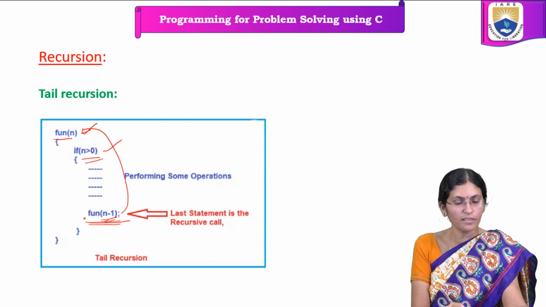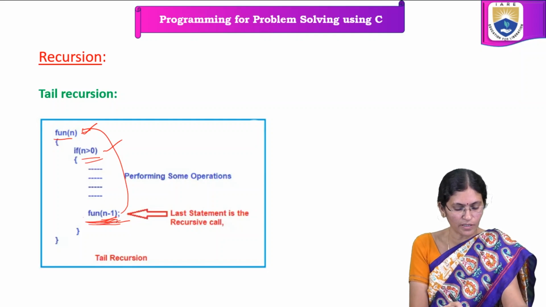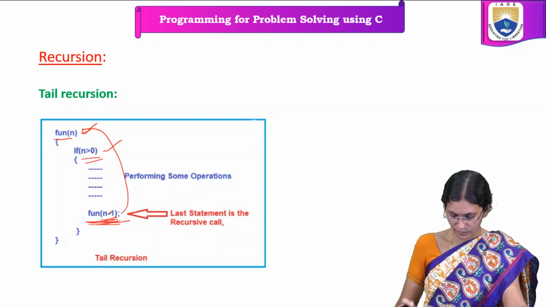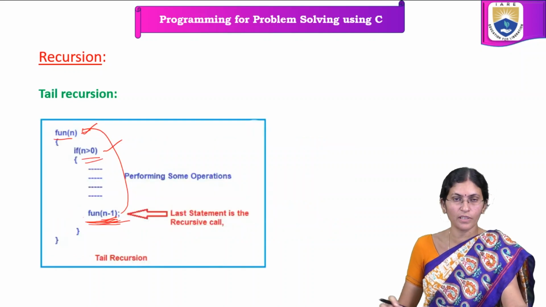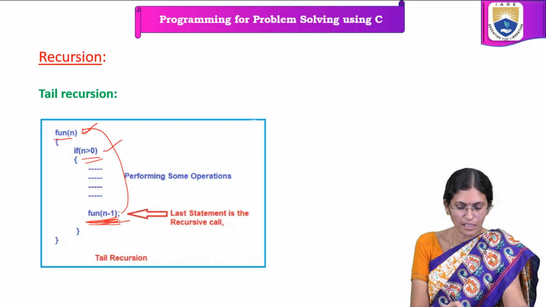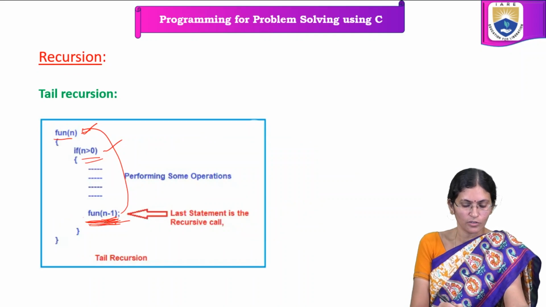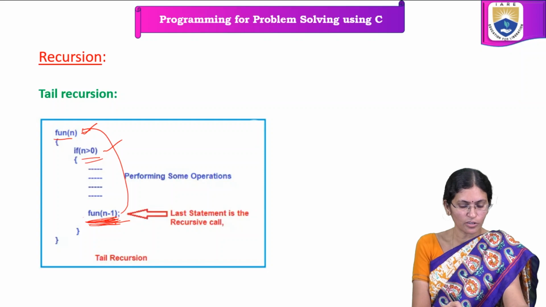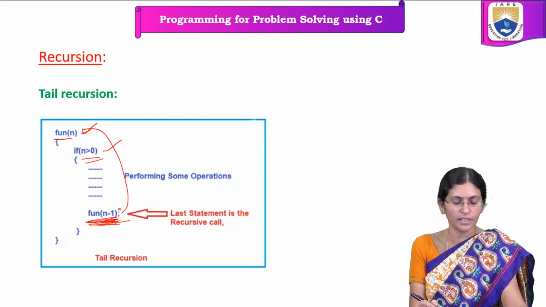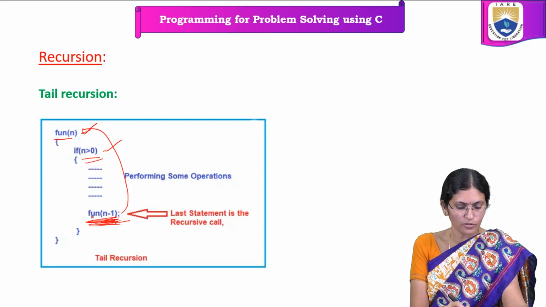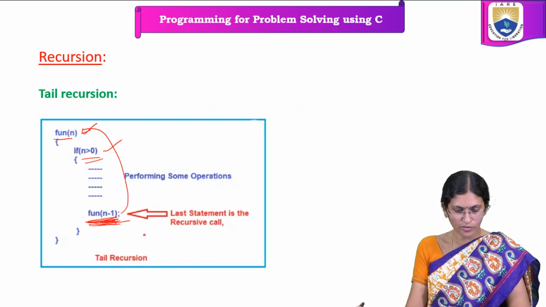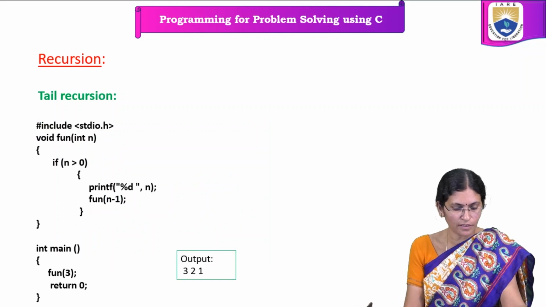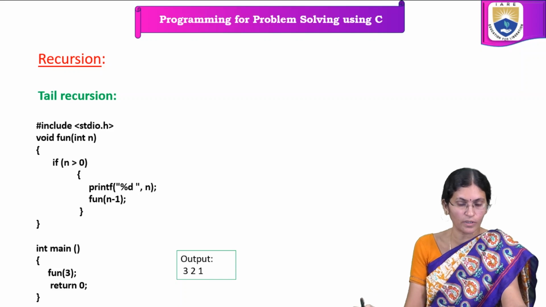As you can see here, whenever this call is executed, it is not storing any information. So the information to be stored during computation is independent of the number of recursive calls. This is the last statement, that is the recursive call. When the function calls are executed and the return values come back in reverse order, nothing is returned to the previous call. This type of recursion is called tail recursion. Consider this simple program as an example of tail recursion.